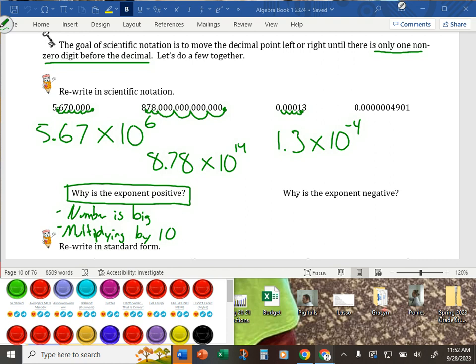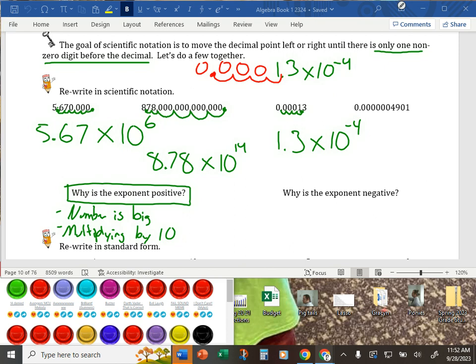That negative 4 tells you that your number is very small, as 0.00013 is, and it tells you that to get back to this original number, if you saw this in scientific notation, you would know that you have to move it to the left 1, 2, 3, 4 times and fill all of those empty spaces in with zeros. And you get 0.00013.